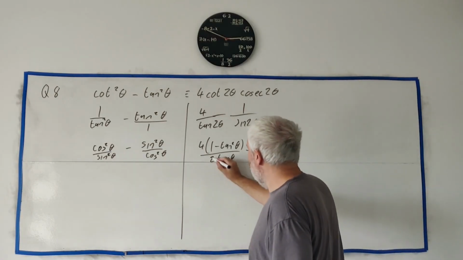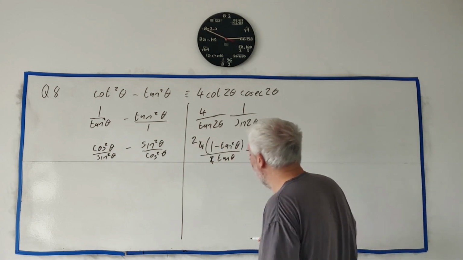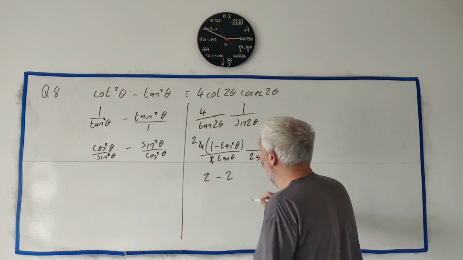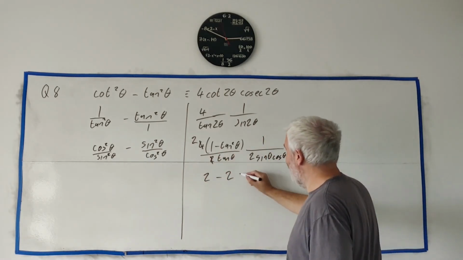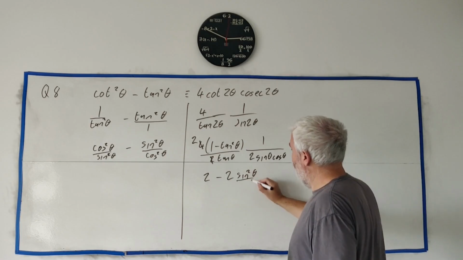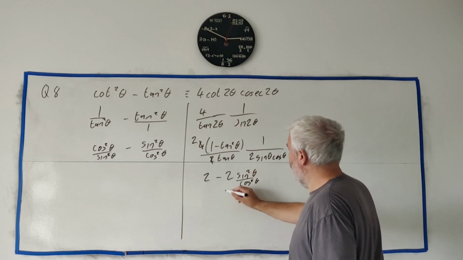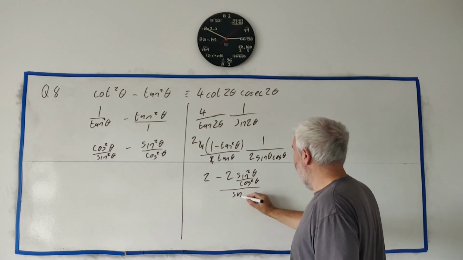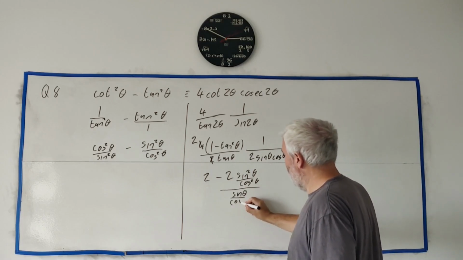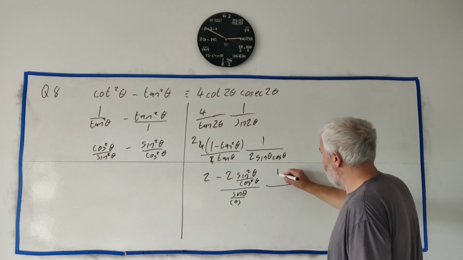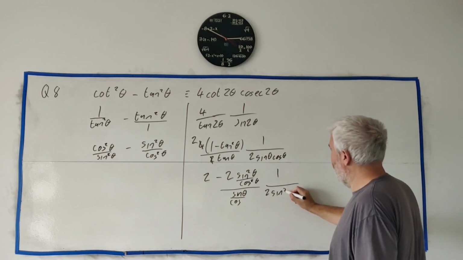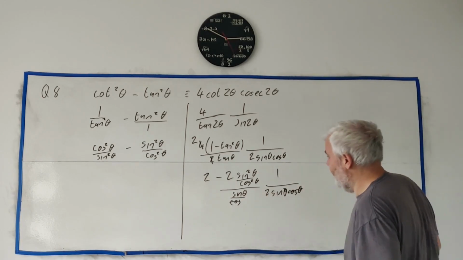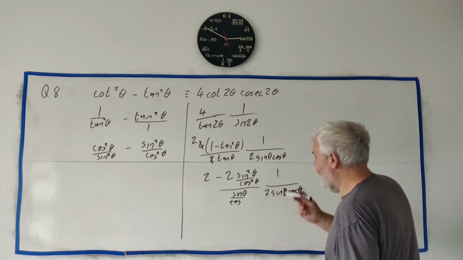This becomes, let's see, the 2 goes into the 4. This becomes 2 minus 2, I multiplied the 2 in, and instead of tan we get sine squared over cosine squared. Instead of the tan on the bottom, we have a sine over a cosine, and that's multiplied by 1 over 2 sine theta cosine theta. These are multiplying, so that cosine and that destroy each other.